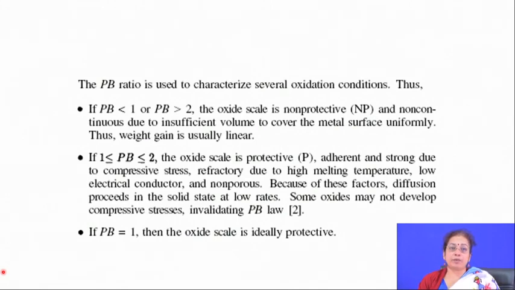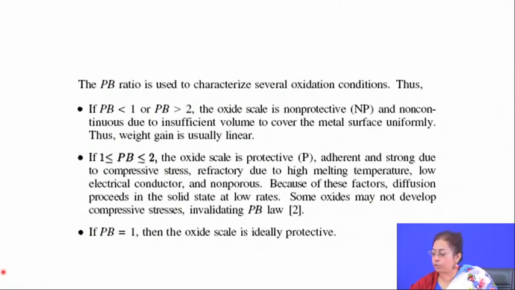Ideally, if the Pilling-Bedworth ratio is 1, then the oxide scale is highly protective. But if it is much lower than 1, the surface is not fully covered, and if it is much higher than 2, there is a lot of stress generation at the interface, so it cannot offer protectiveness on the surface. If the ratio is equal to or a little lower than 1, or near to 2 but not much higher, then the oxide scale is supposed to be protective in nature.